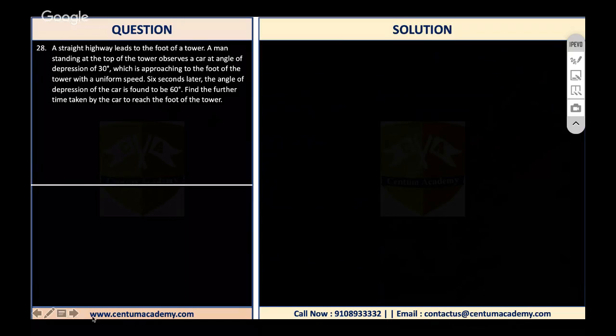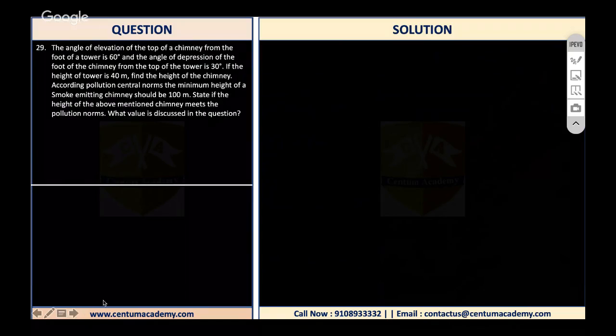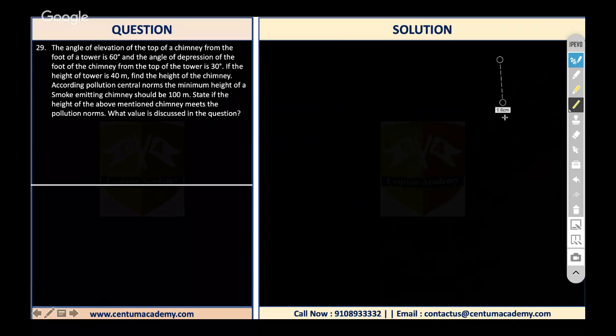Okay, next problem is: the angle of elevation of the top of a chimney from the foot of a tower is 60 degrees, and the angle of depression of the foot of the chimney from the top of the tower. This is a different question. So let's solve this. They're saying the angle of elevation of the top of a chimney, so this is the top of a chimney, and the angle of depression of the foot of the chimney from the top of the tower is 30 degrees.